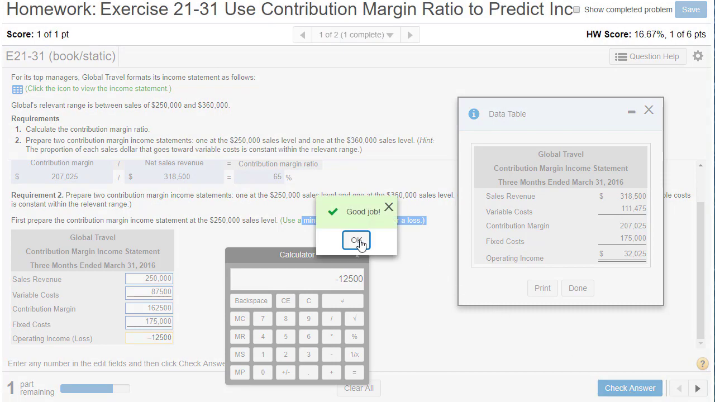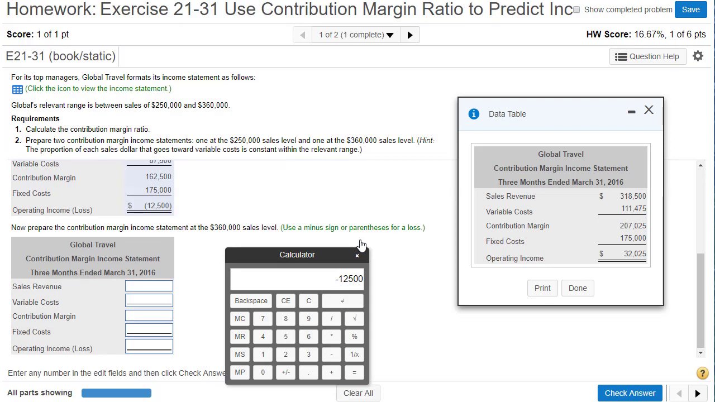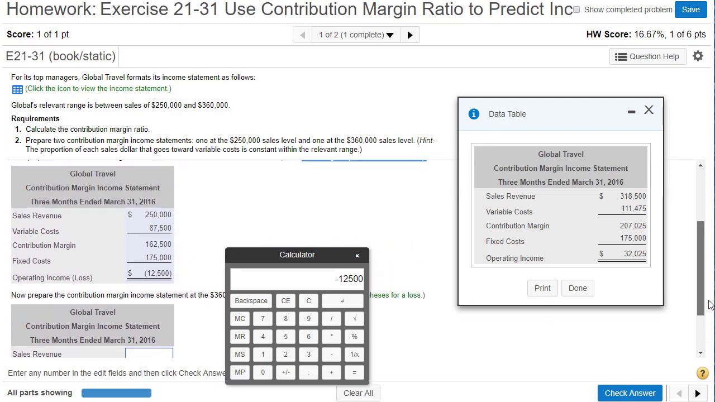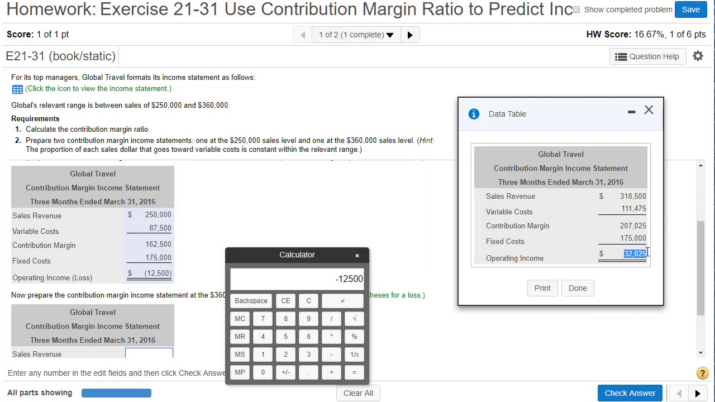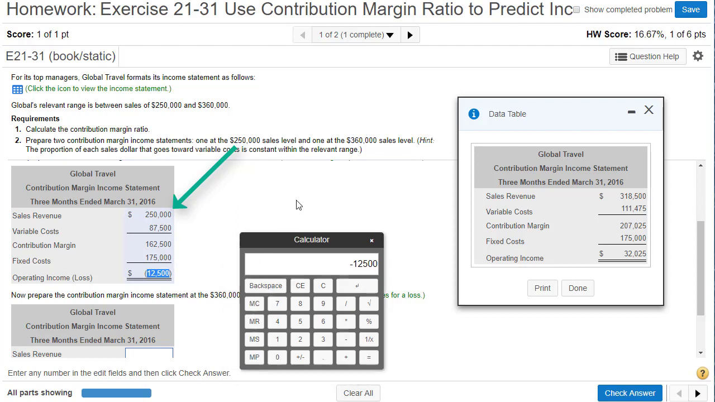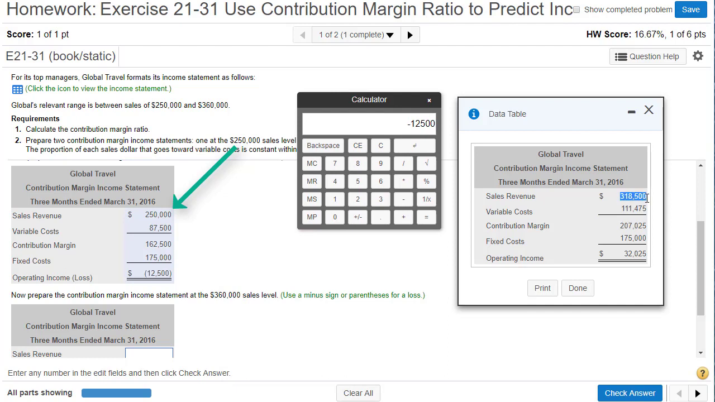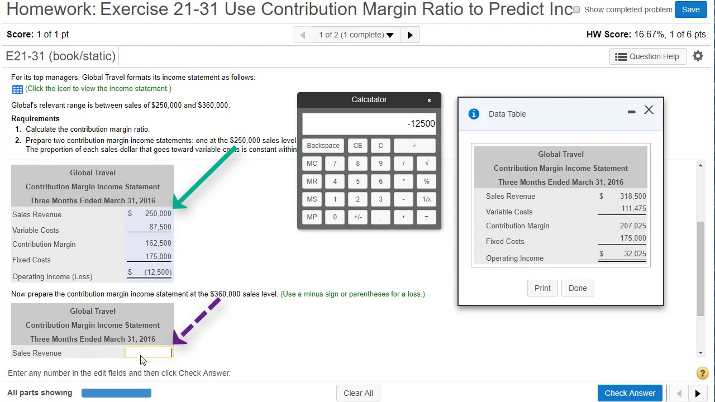All right, so let's back up a second. These were our actual numbers: sales revenue of 318,500 gives us operating income of 32,025. Management has asked, what if sales revenue drops to 250,000? What will our operating income be? And you say, we don't have operating income, we have an operating loss of 12,500. Now the next scenario is, instead of 318,500, what if our sales increase to 360,000? So I'm going to plop in 360,000.